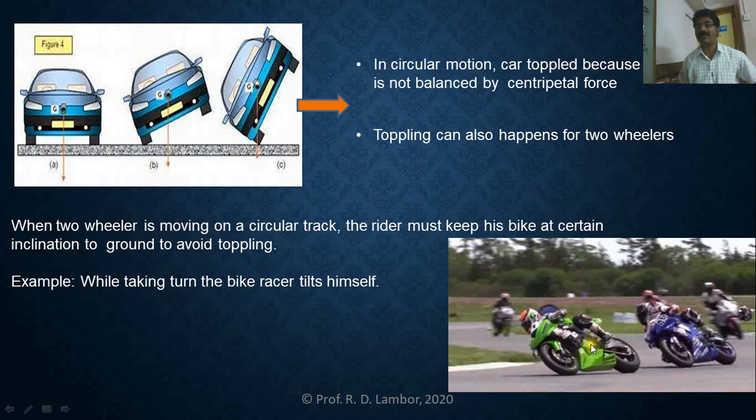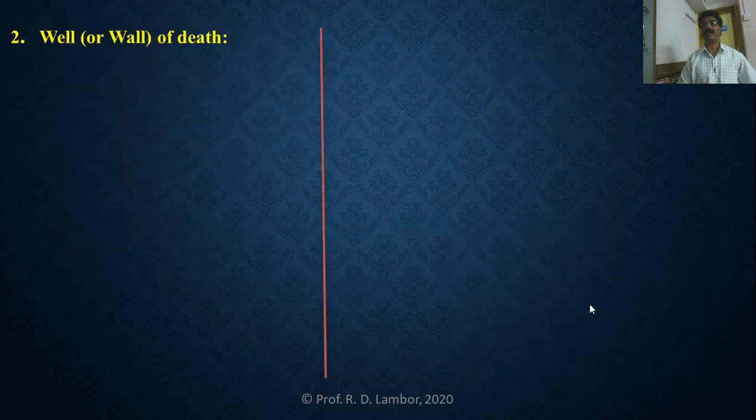this first rider, you can see, is very close to the ground surface. So he has made a much larger angle with the vertical. Why that? Bike riders make an angle with the horizontal or with the vertical to avoid toppling. So this is the case. You can understand what toppling is.